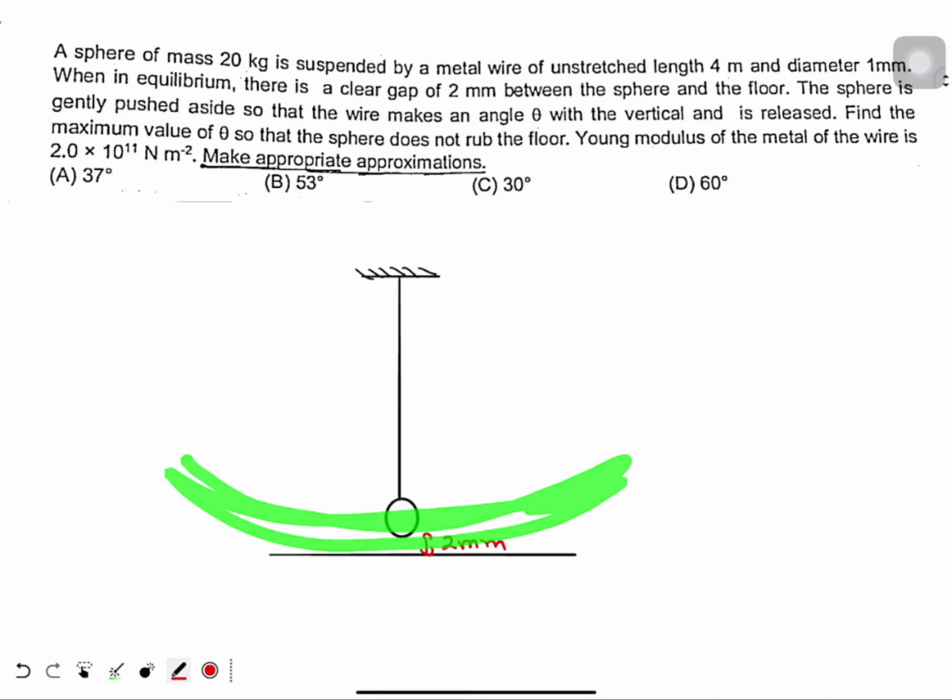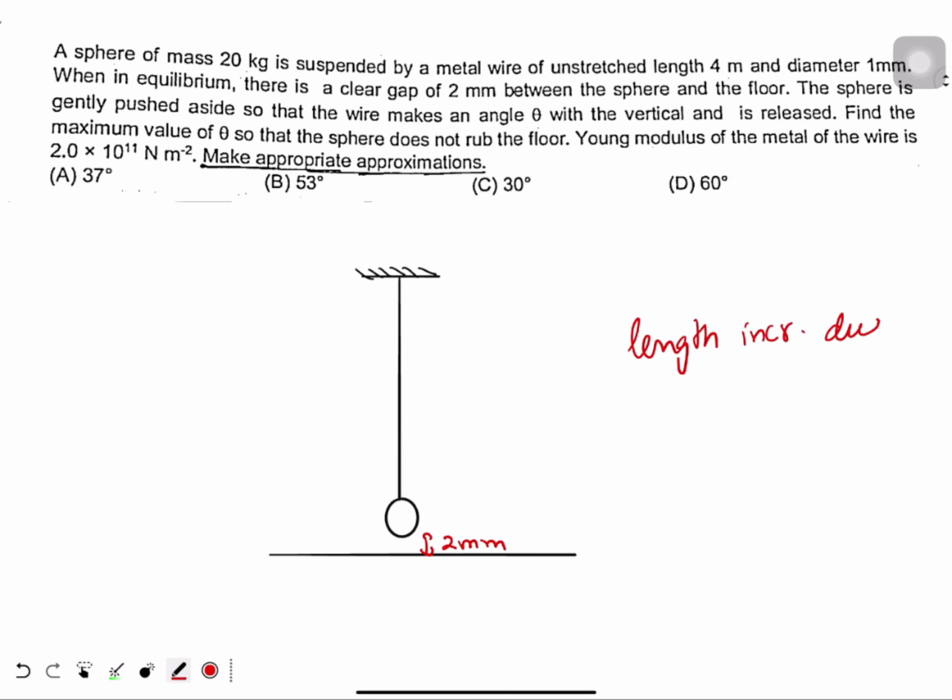Correct. So what will happen due to the oscillations as the sphere again comes down at the bottommost point, it will have some velocity. Due to this velocity, in the reference frame of the sphere, centrifugal force will be acting downwards. Because of the centrifugal force and gravity, the tension in the wire will increase and therefore its length shall also increase. Length will increase due to centrifugal force. All right, so that's the only concept we have to apply over here, nothing new.